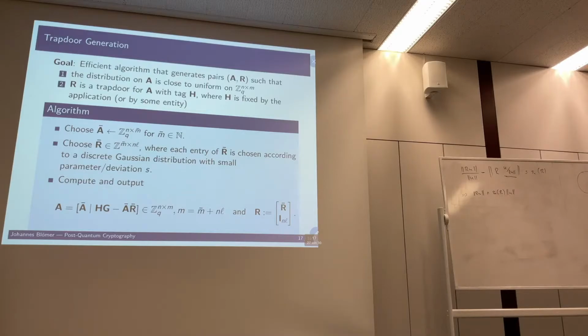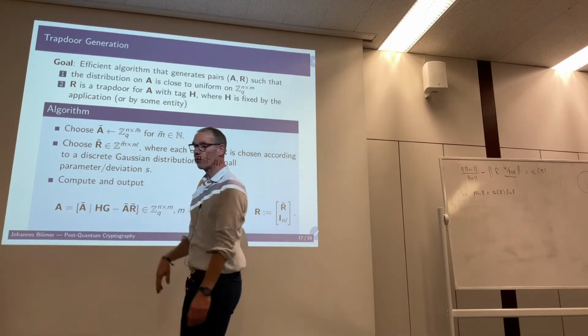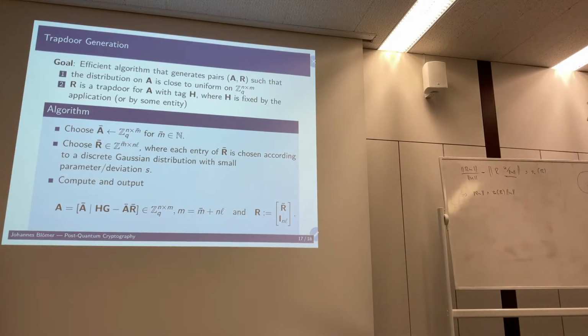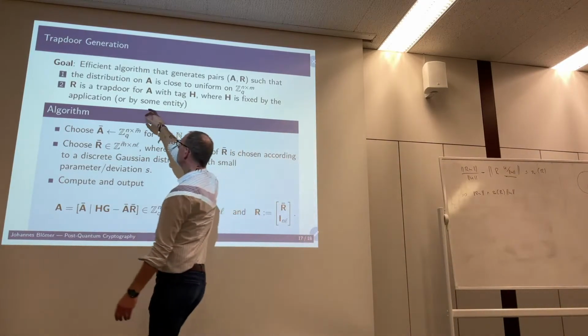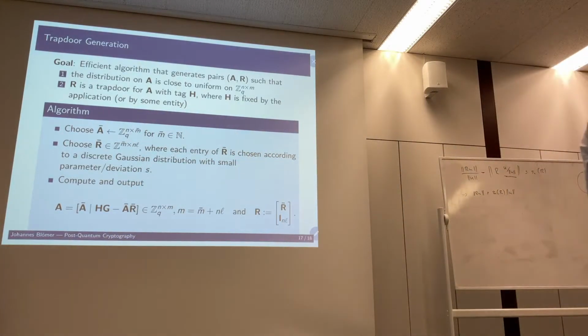And here's the algorithm. First, we choose an A bar uniformly at random from Z_q^(n×m bar), where m bar is a natural number that's smaller than m. I'll tell you a little bit about m bar later. M bar is responsible for part 1, the choice of m bar, also with R bar.